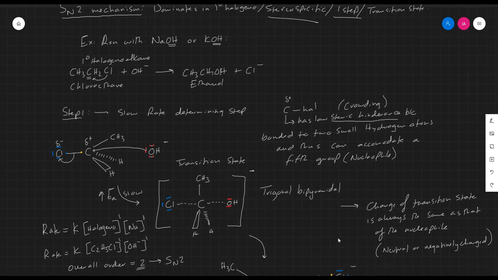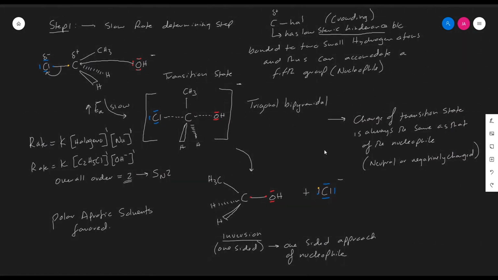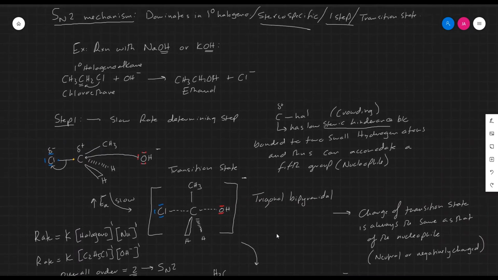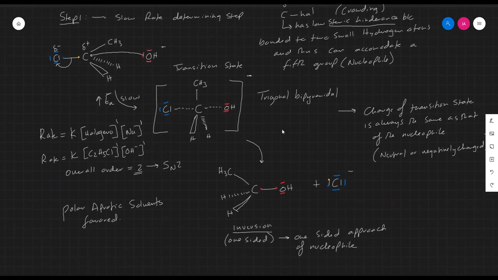Thus, this covers SN2 mechanisms. I will be covering more examples in videos to come regarding a secondary halogenoalkane, which will clearly show the inversion in configuration and the formation of one enantiomer only, and in other videos that will cover the factors affecting the rate of the reaction, one of which is the choice of solvents. We always use polar aprotic solvents for SN2 mechanisms to favor this mechanism to occur.